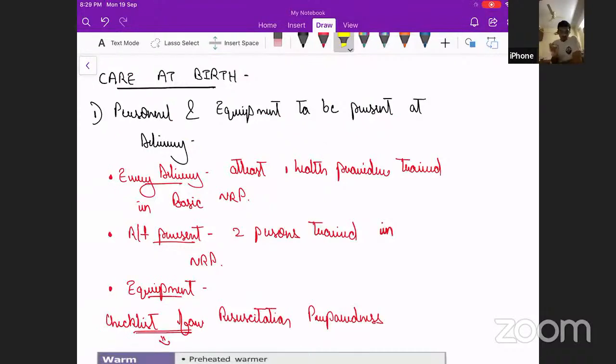Fine. And this routine newborn care can be given in two parts. One is at birth and one is a few hours following the birth. So care at birth, what are the things? We'll discuss in separate headings. So at the time of birth, as soon as we enter the labor room or the OT, we'll have to first be equipped, correct? So one is equipped with good hands. That we have already read. Every delivery needs to be attended by one health provider who is trained in basic NRP. And if any of the risk factors are present, two trained personnel are needed. So these were the hands that are needed to resuscitate the child.